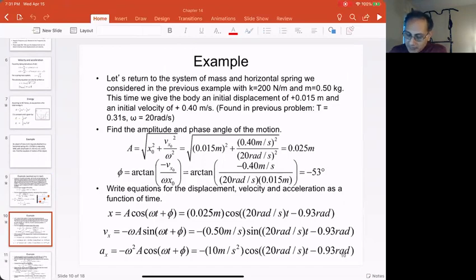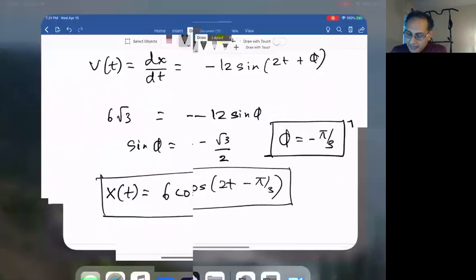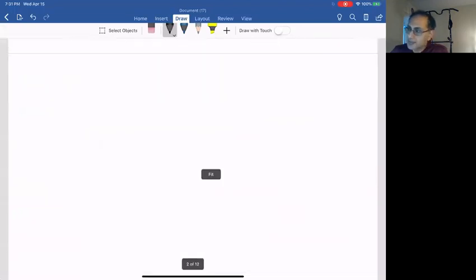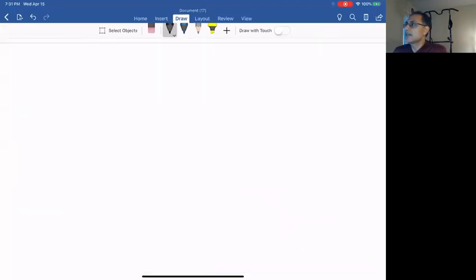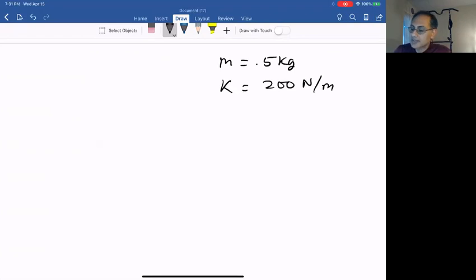Okay, so what we have in this problem is a simple harmonic oscillator, a spring mass system. And we are given, from the previous example, the mass of the simple harmonic oscillator equals 0.5 kgs. And we are given the K, which is 200 newtons per meter. So that's the mass and the spring constant of the spring.